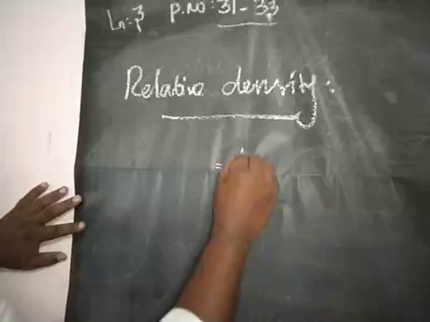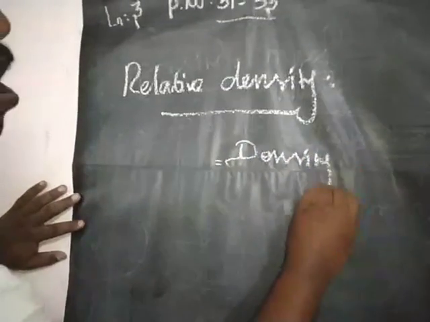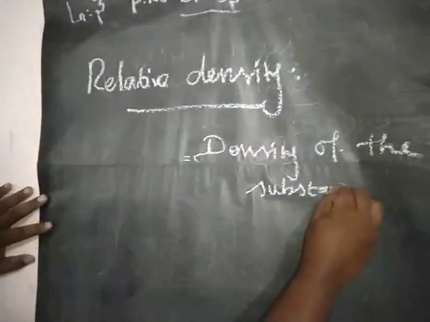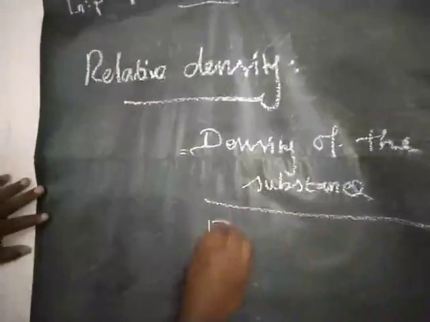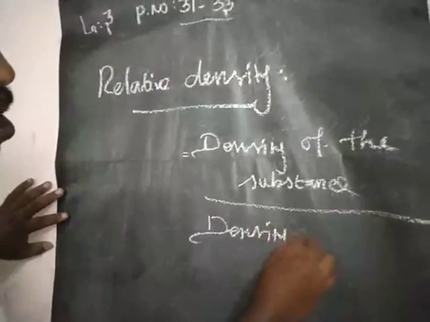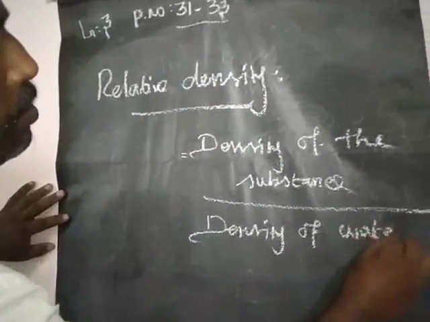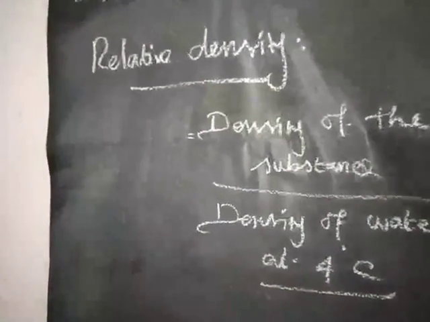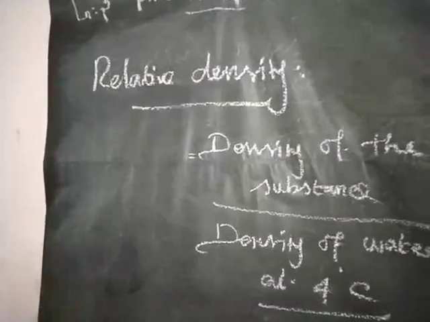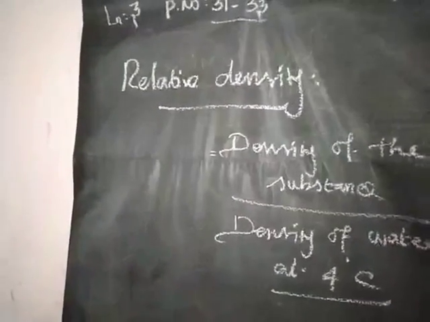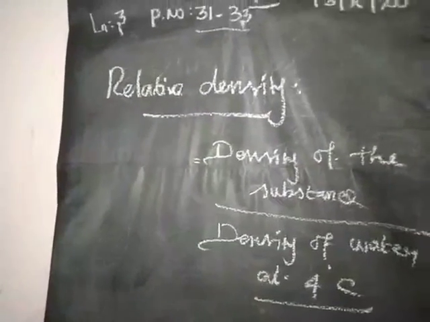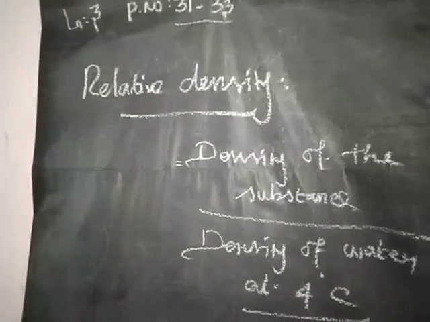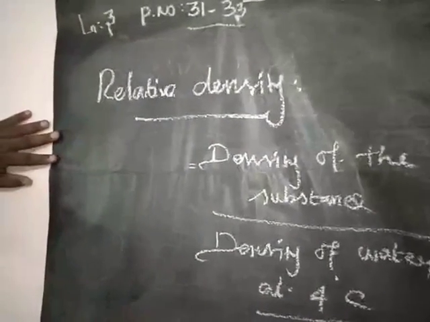Relative density is equal to the density of the substance divided by the density of water at 4 degrees Celsius. So why are we taking water at 4 degrees Celsius? At 4 degrees Celsius, the density of water is equal to 1 gram per centimeter cube. So that is why we compare with water. Relative density is the ratio between the density of the substance and the density of water at 4 degrees Celsius.